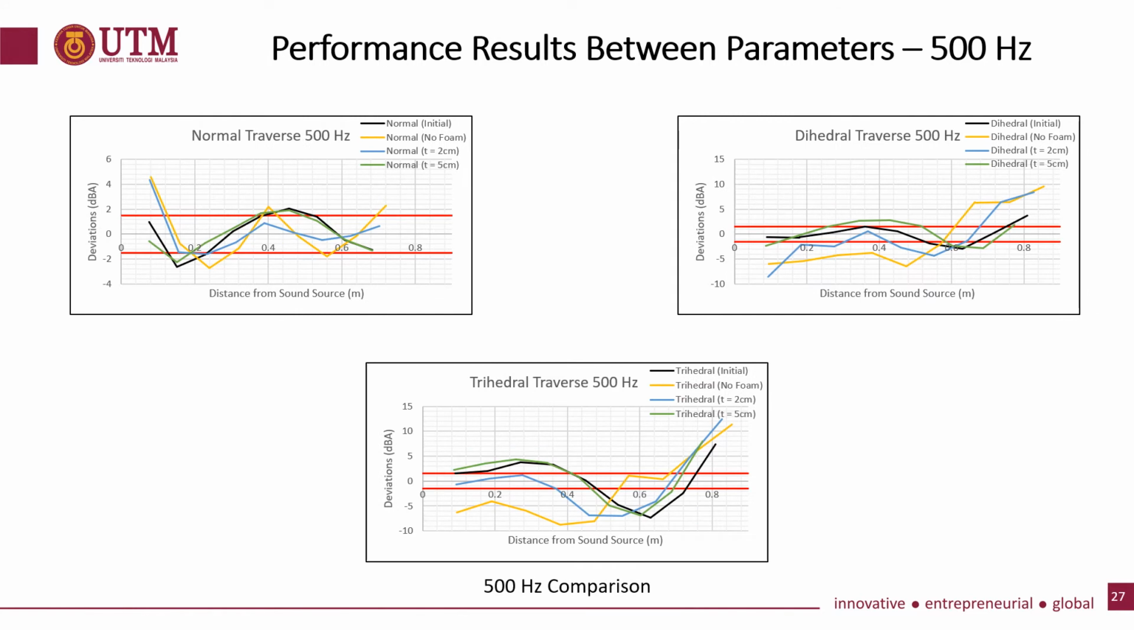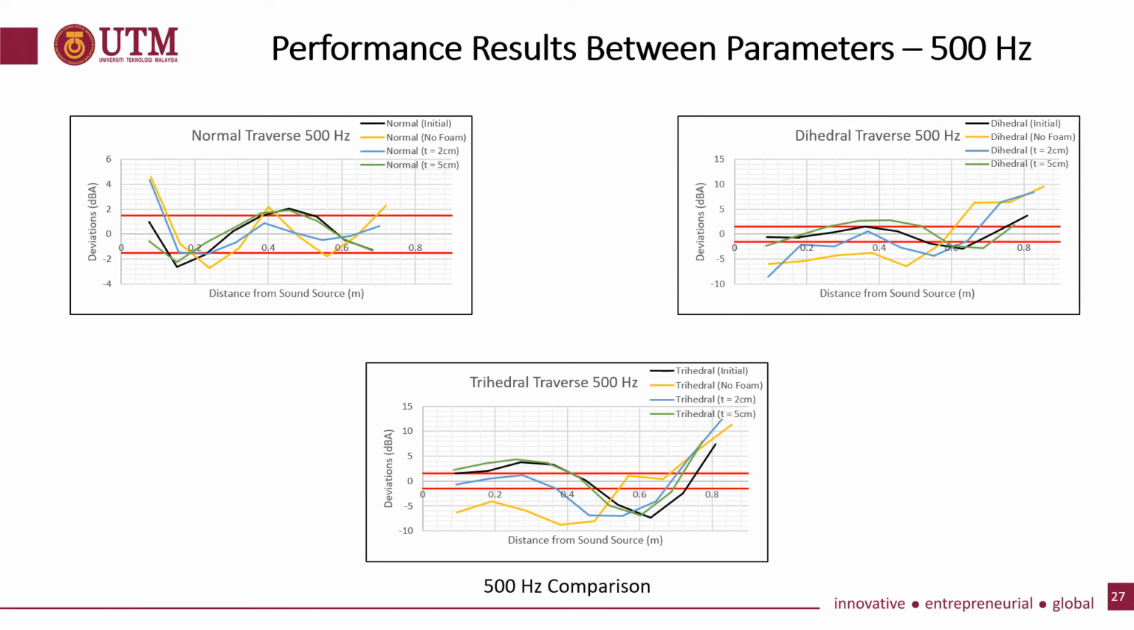These are the performance results at 500 Hz. On the normal traverse graph, the data for all foam parameters show that the free field decays are not within the tolerance limit. The worst performance can be seen at the without foam condition. In all 3 traverses, there are deviations that exceed the limit set by the standard.